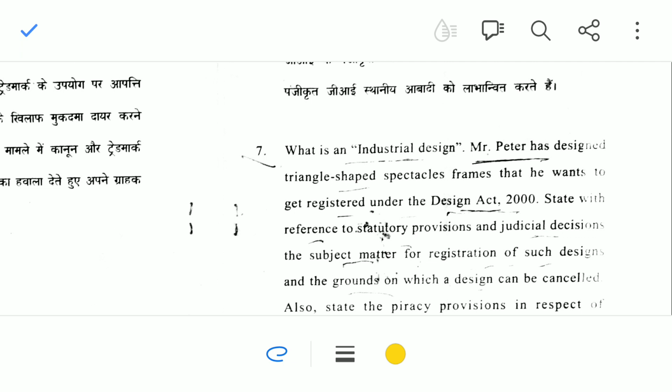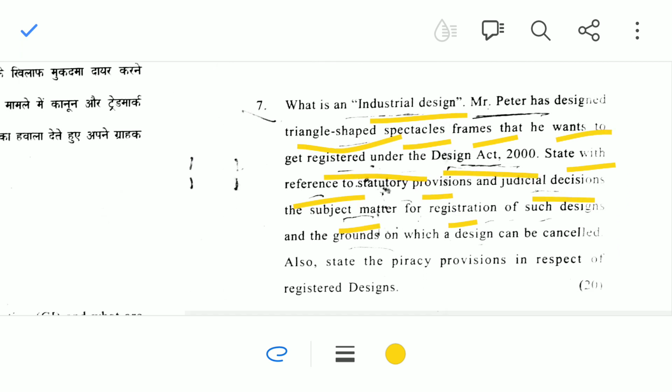Question number 7, what is an industrial design? Mr. Peter has designed a triangle shaped spectacle frames and wants to get registered under the GI Act 2000. State with the reference to question, provision, judicial decision, subject matter for registration of such design and grounds on which the design can be cancelled, and state the piracy provision in respect of registered design. If you do this much from design, then I hope you will be able to attend.